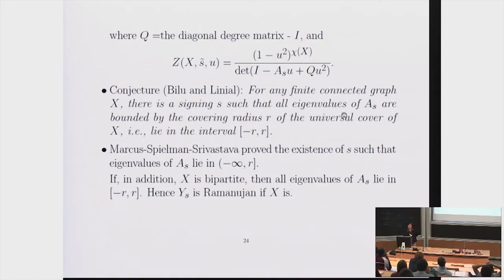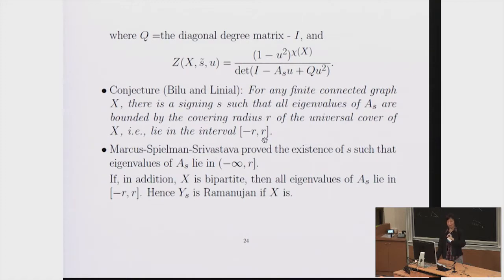Here there are two combinatorists, Bilu and Linial. They have a conjecture. The conjecture says that for any finite connected graph X, you can find a signing S such that all the eigenvalues of A_S are bounded by the covering radius of the universal cover of this graph. If I call this covering radius R, that means you can find a signing such that all the eigenvalues of A_S lie in the interval from -R to R.